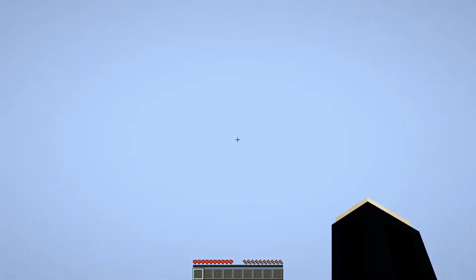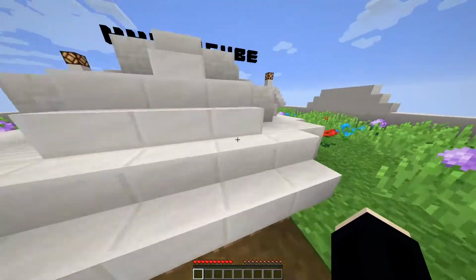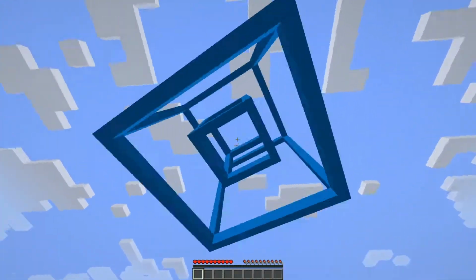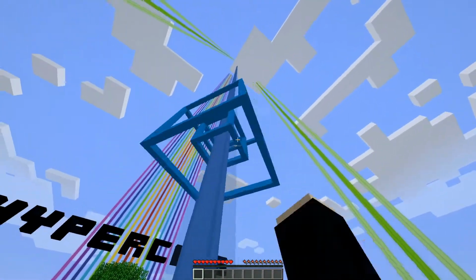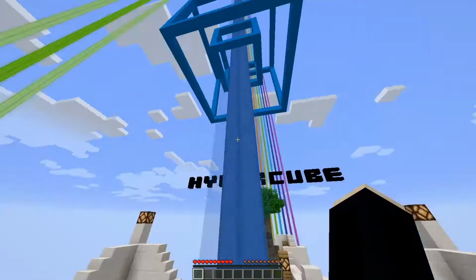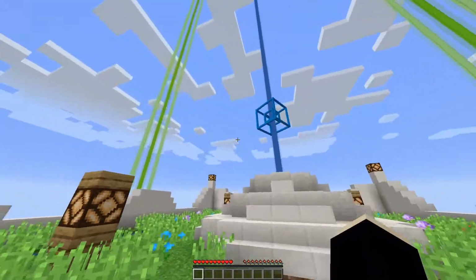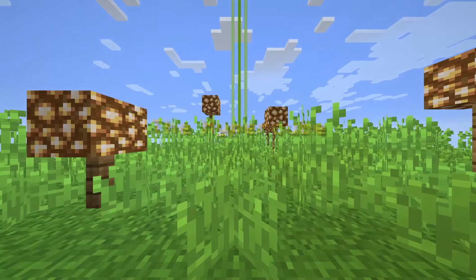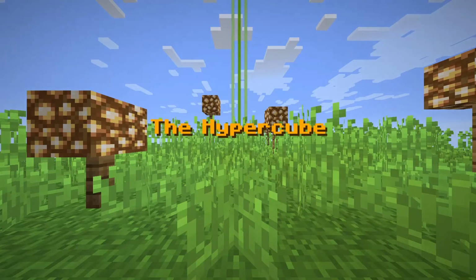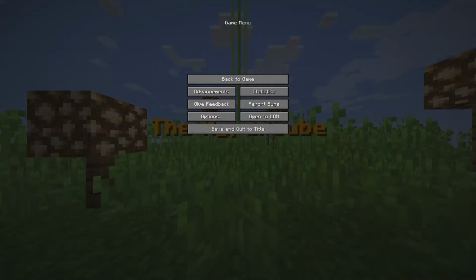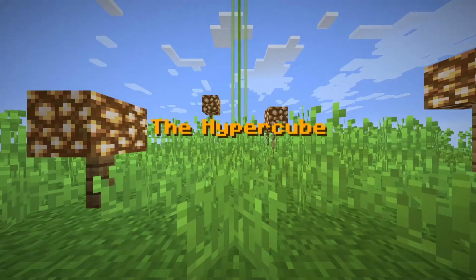Alright, cool. I'm not sure if I understand some of this though. What's the deal with this? It's not even a hypercube, it's just a cube and a cube. Oh. Hold on, let me turn up the volume so you can hear better. There we go.